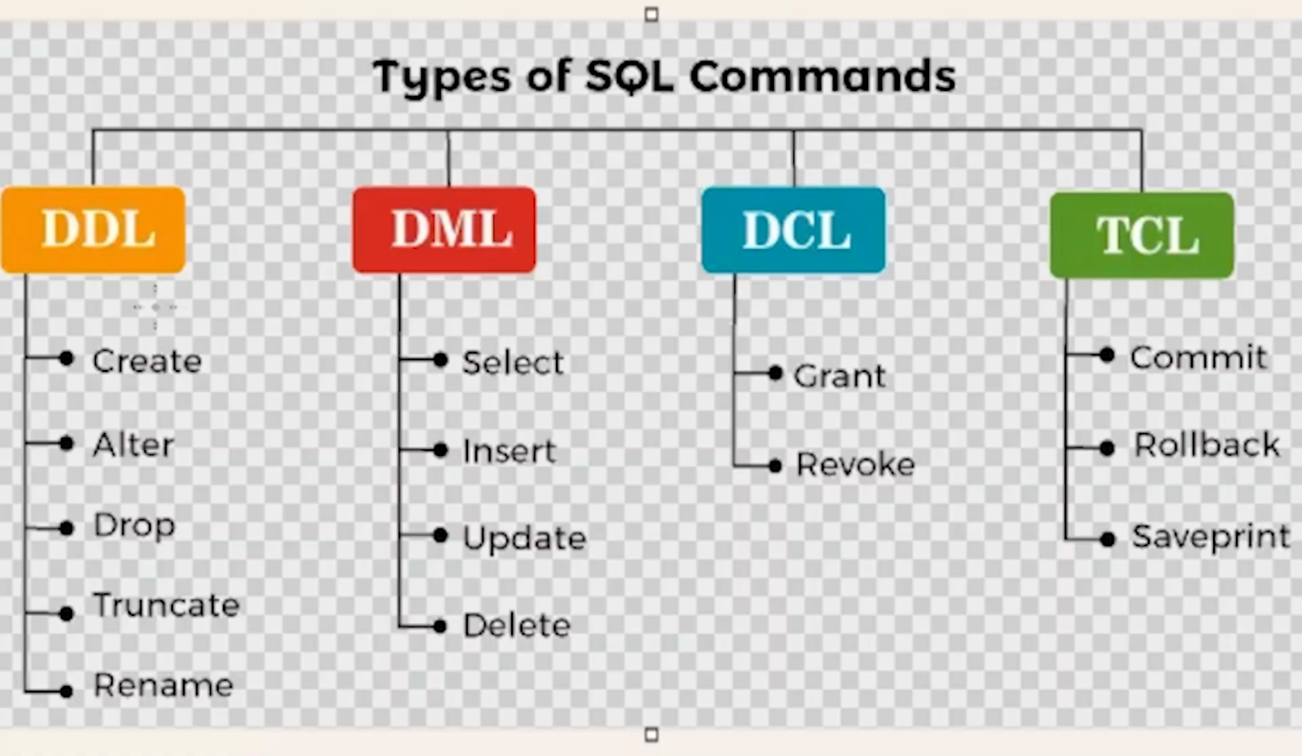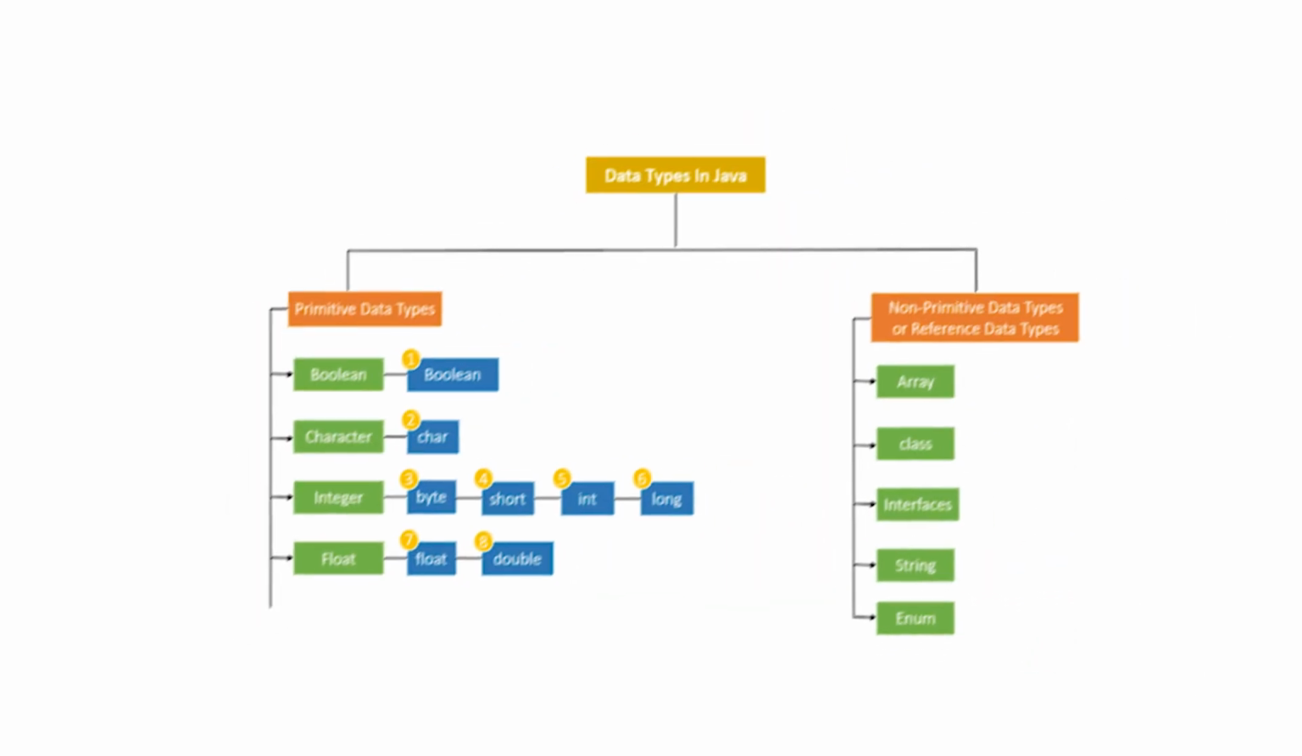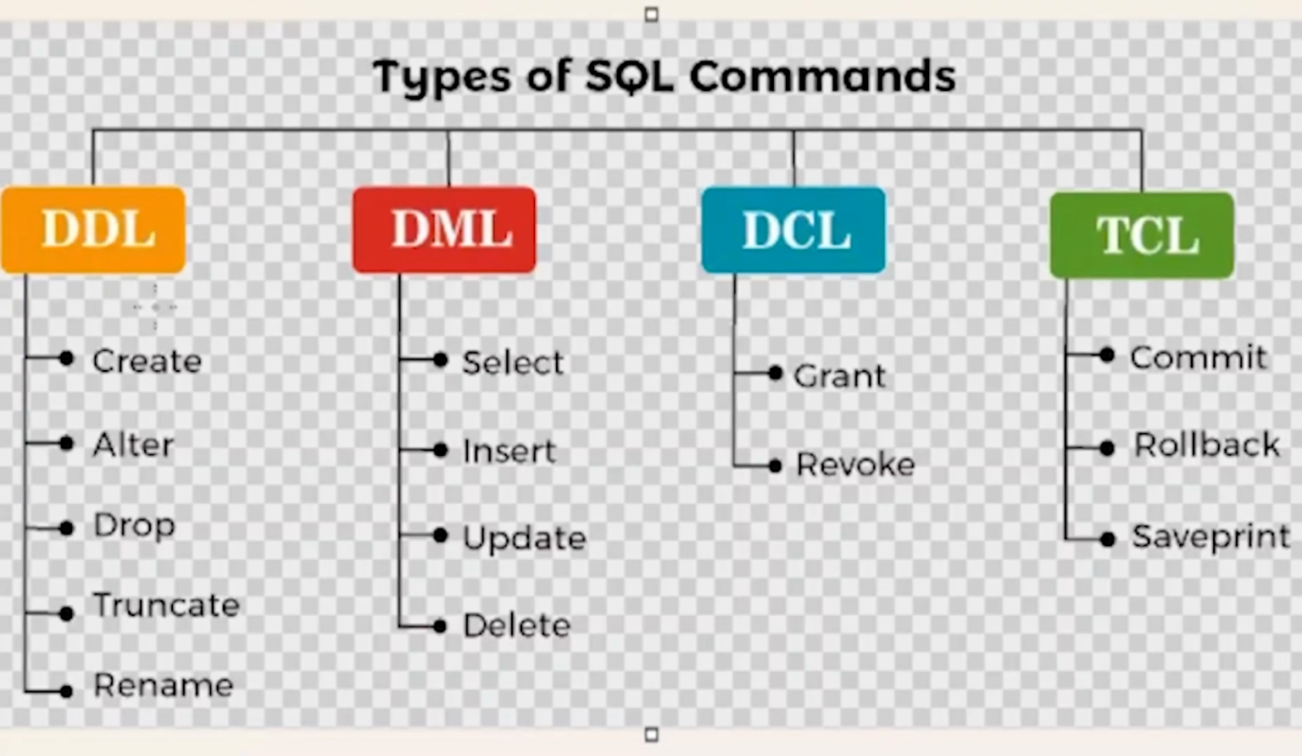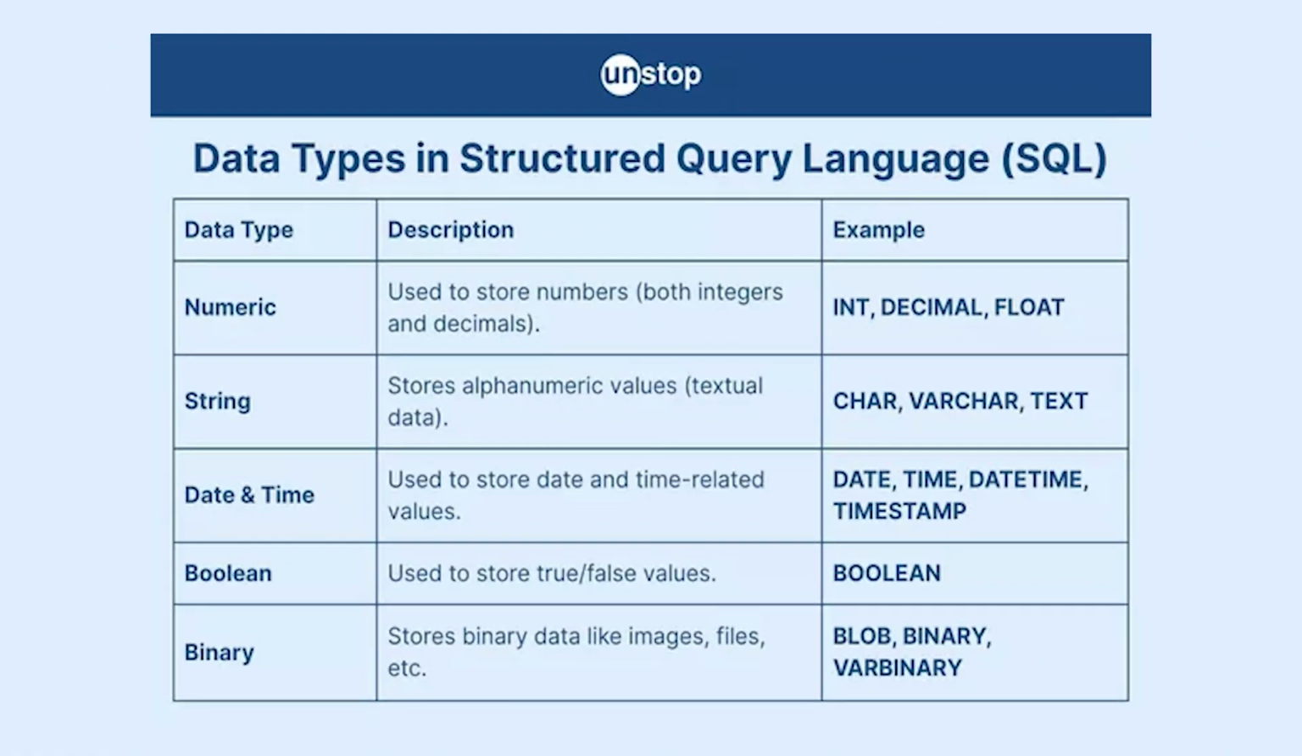One more thing we can remember here: important data types. As you know, in Java we have different data types like int, float, short, long, boolean. These are some data types we know, right? Primitive and non-primitive. In the same way, in the database also we have a number of data types. We can see here SQL data types. Numeric types: we can use int, float.